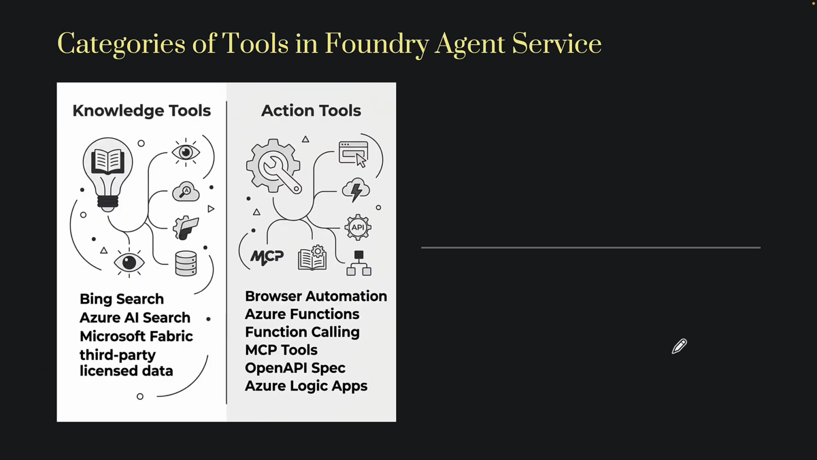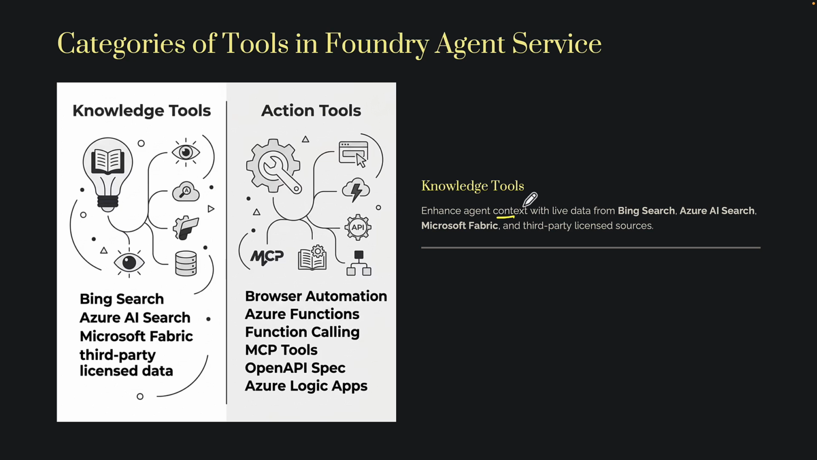Basically two categories, and if you've seen my previous lectures in this course, we already talked about knowledge tools and action tools. Knowledge tools are nothing but enhancing the agent's context, right? You're giving some additional information to the agent so that it can come up with better responses. It could be coming from Bing search, Azure AI Search, Microsoft Fabric, which is a new one.